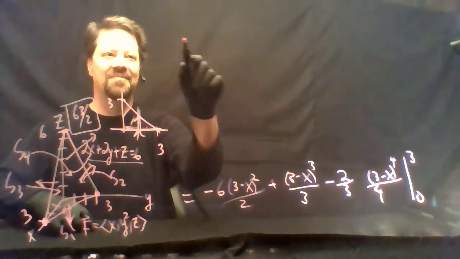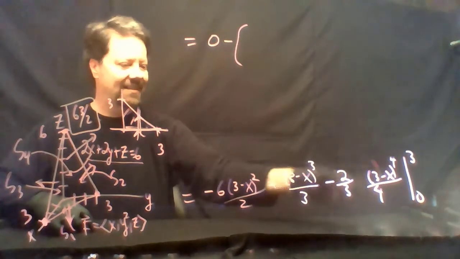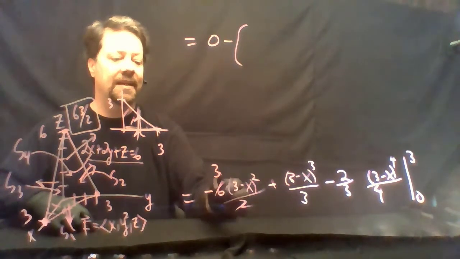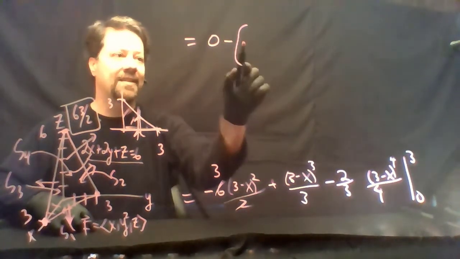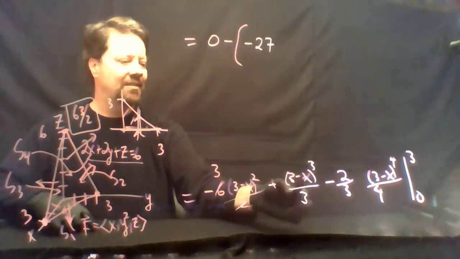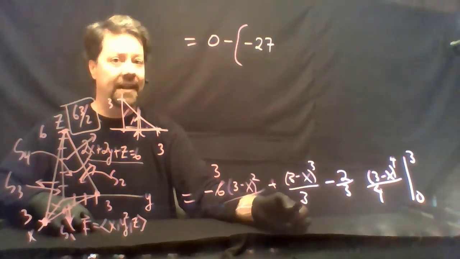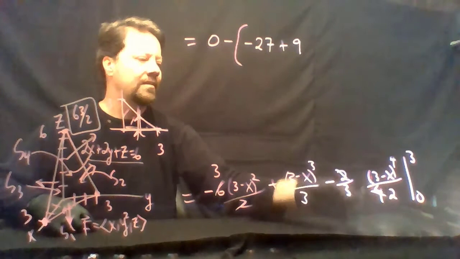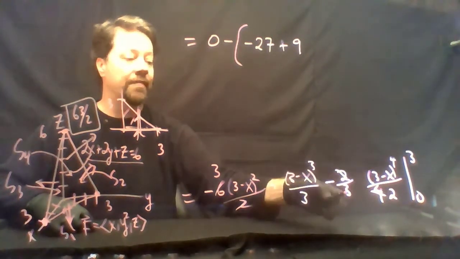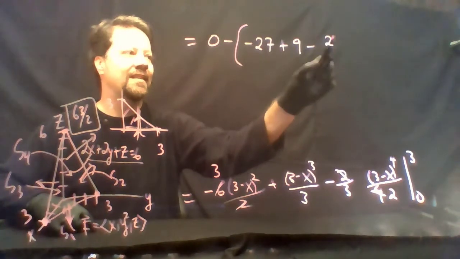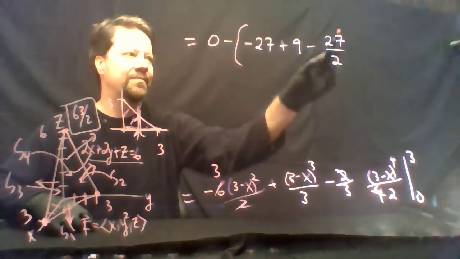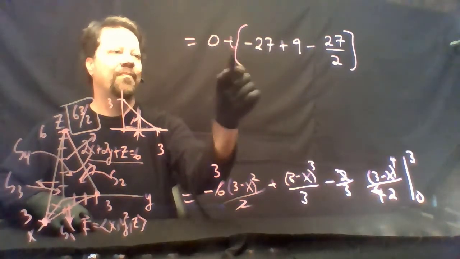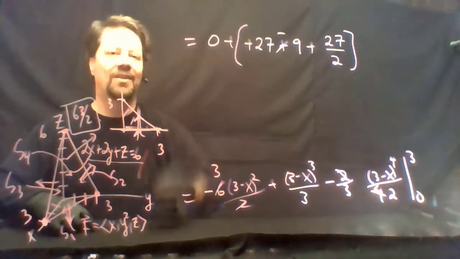Plugging in 3, we get 0. So we'll plug in 0. Plugging in 0, we have 3 squared times 3, that's 27, but we have a minus. Plugging in 0, 3 cubed divided by 3, that's plus 9. Then plugging in 0, we get 3 to the 4th divided by 3, that's 3 squared. That's minus 27, but we're still divided by 2. We can distribute the minus. That will give us a minus in the middle only.